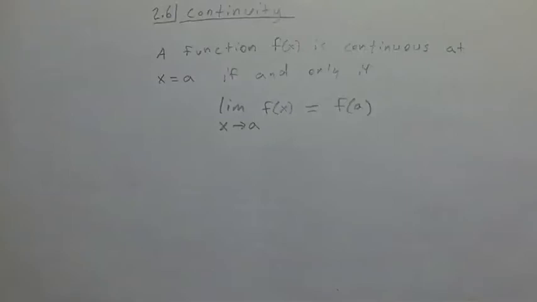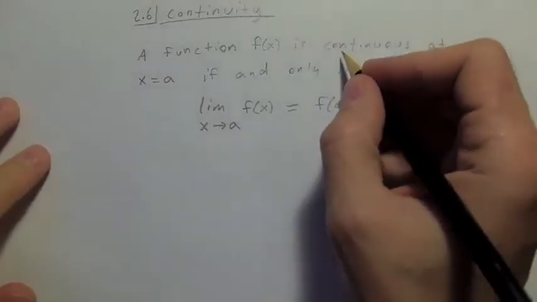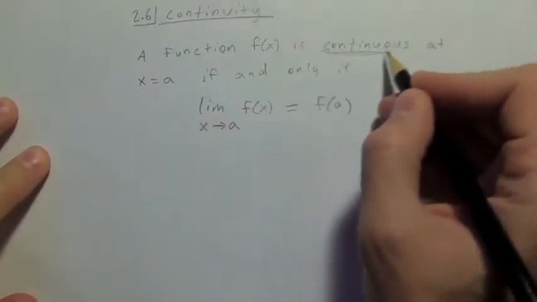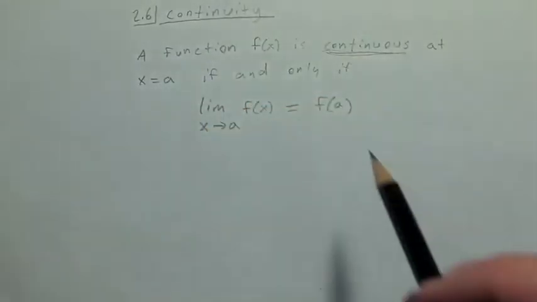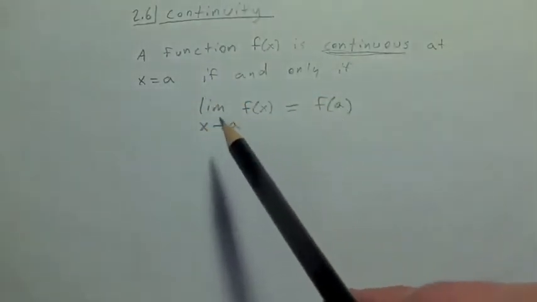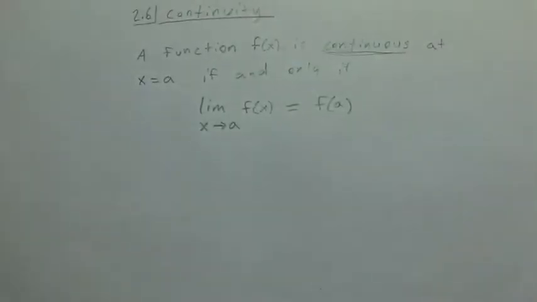So here is the actual definition. A function is continuous at a point, say at an x value a, if and only if the limit as x goes to a of f of x is equal to f of a. Couple things to note here.